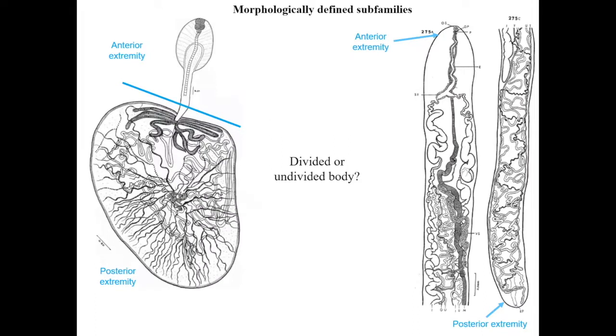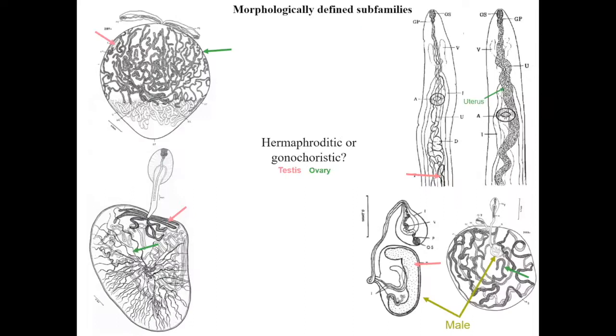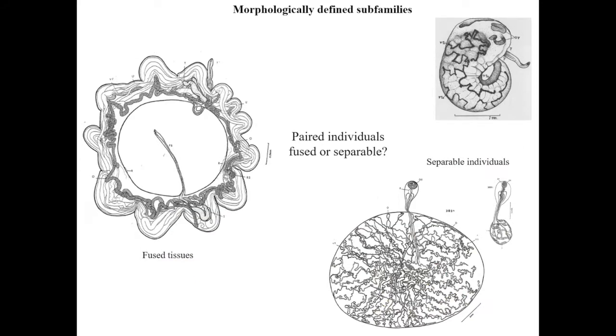Now, the systematics of the subfamilies is morphology based, unfortunately, and the first criterion is to know whether the bodies of the specimens are divided, like on the left, into a small anterior extremity and a big bulgy posterior extremity, or more thread-like, like on the right. The second criterion is to see whether the specimens are hermaphroditic or gonochoristic, which has nothing to do with the body shape. And the third is to see whether the individuals paired together have fused their tissues or if they are separable.